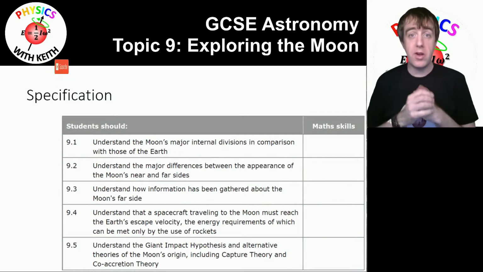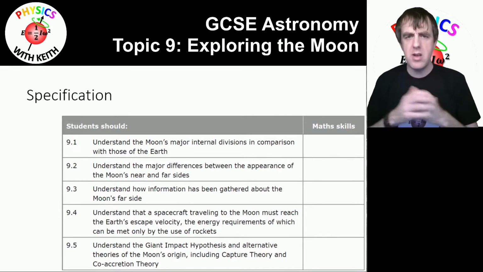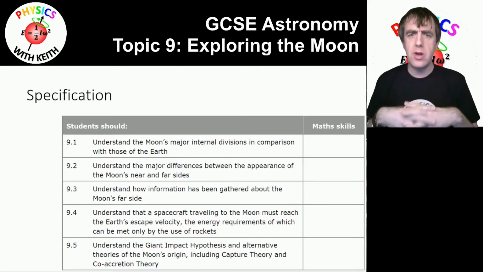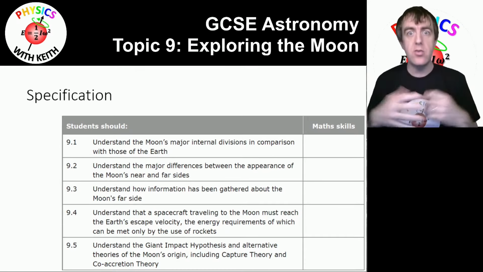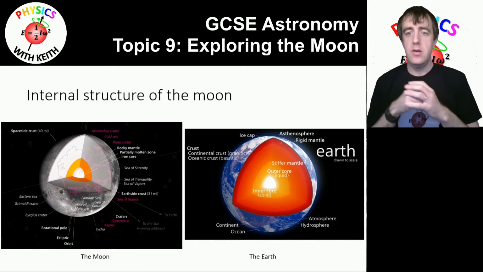These are the 5 topics we'll be looking at today. And you can see it focuses on the moon, but 9.4 is more to do with how you get into space with rockets. So I'll be covering that a little bit as well. Starting with the internal structure of the moon.